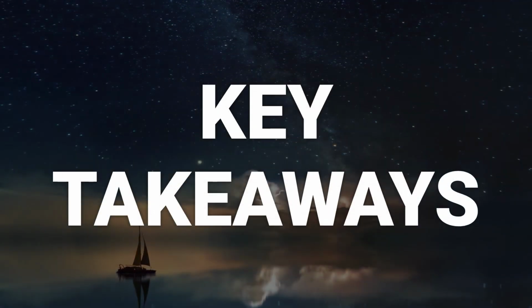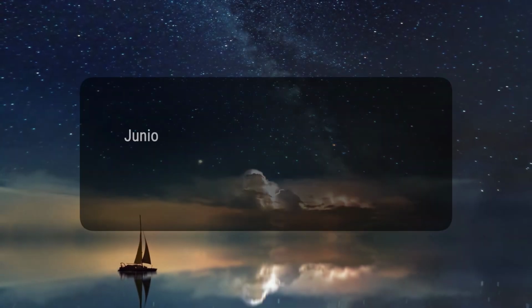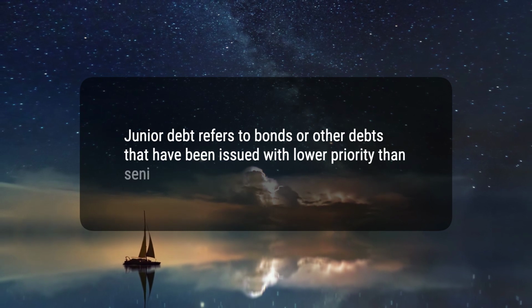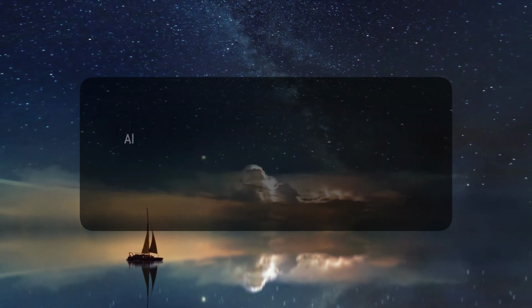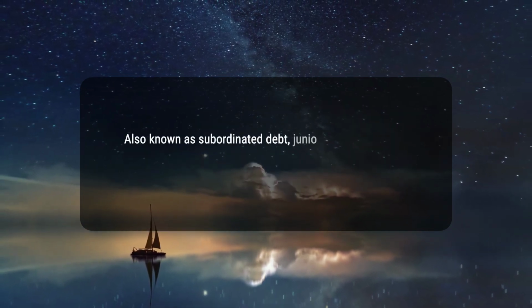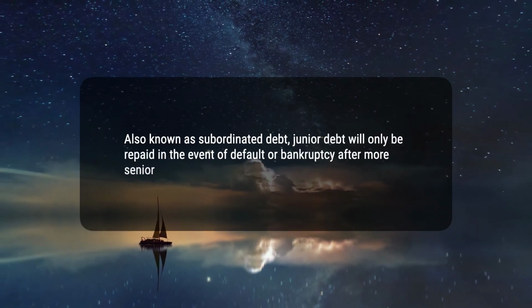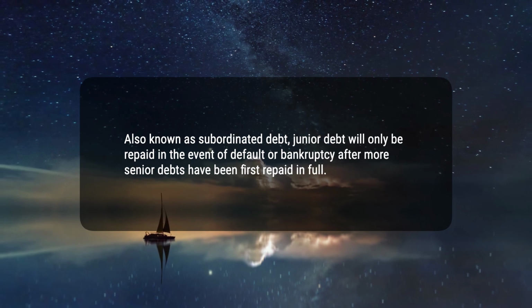Here are 4 key takeaways. 1. Junior debt refers to bonds or other debts that have been issued with lower priority than senior debt. 2. Also known as subordinated debt, junior debt will only be repaid in the event of default or bankruptcy after more senior debts have been first repaid in full.